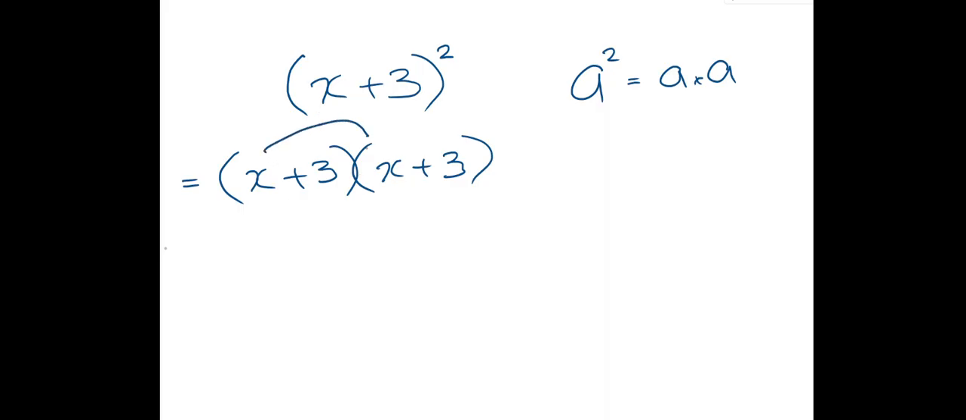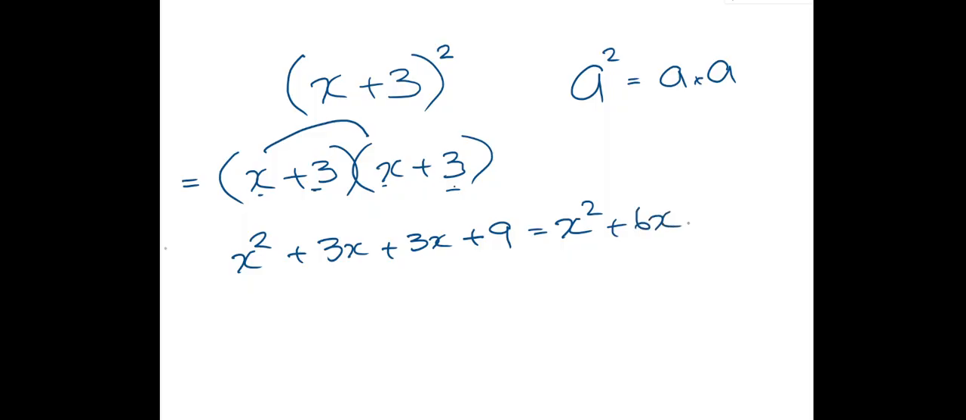Same thing. X times x is x squared. 3 times x is 3x. X times 3 is 3x. 3 times 3 is 9. And our final answer will be x squared plus 6x plus 9. This is a special case. There is a little formula that does that in shorthand.